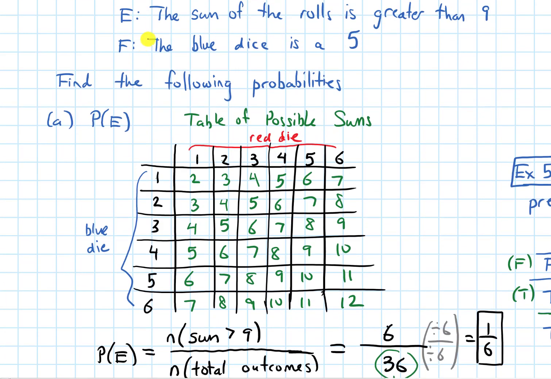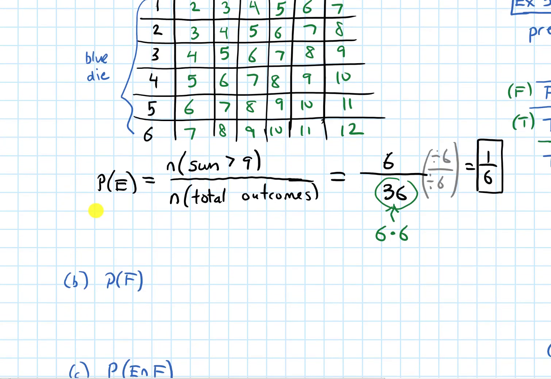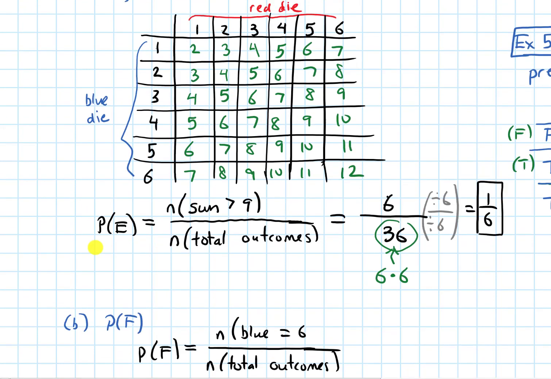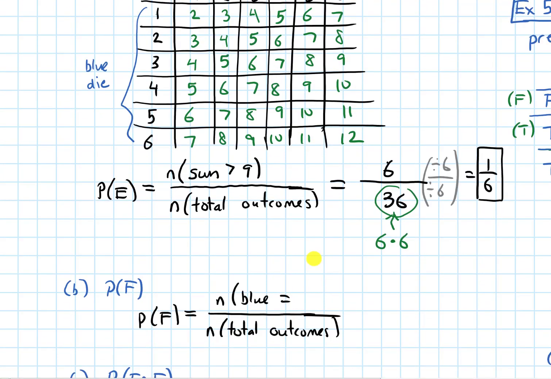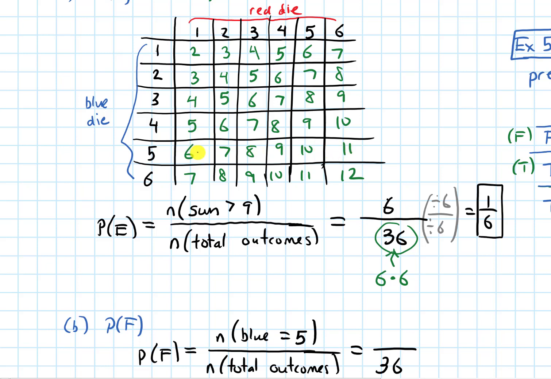So remember, F was the event that the blue die is a 5. So the probability that F occurs, I could set it up in the same way. On the bottom, I'll have the number of total outcomes. And on the top, I could count the number of outcomes where the blue die is a 5. So total outcomes we already know is 36. So how many outcomes are there where the blue die is a 5? Well, looking at my table, that's this whole row. So there's 1, 2, 3, 4, 5, 6 ways for the blue die to be a 5. So I get the same thing actually. I know this already simplifies to 1/6. So this probability is also 1/6.